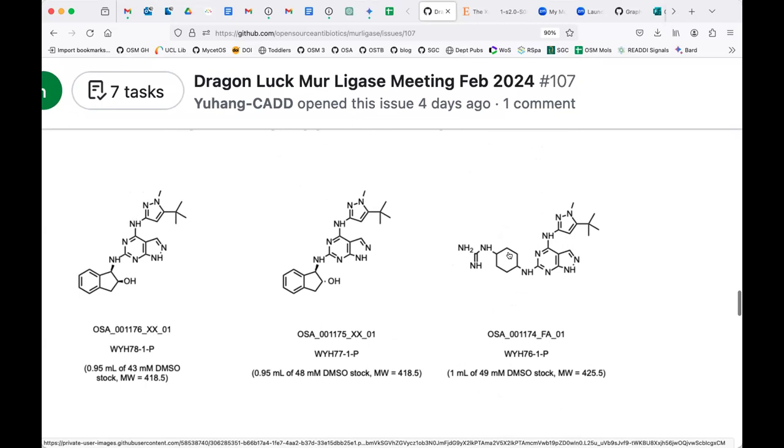Because the SPR results for this compound were very bad.